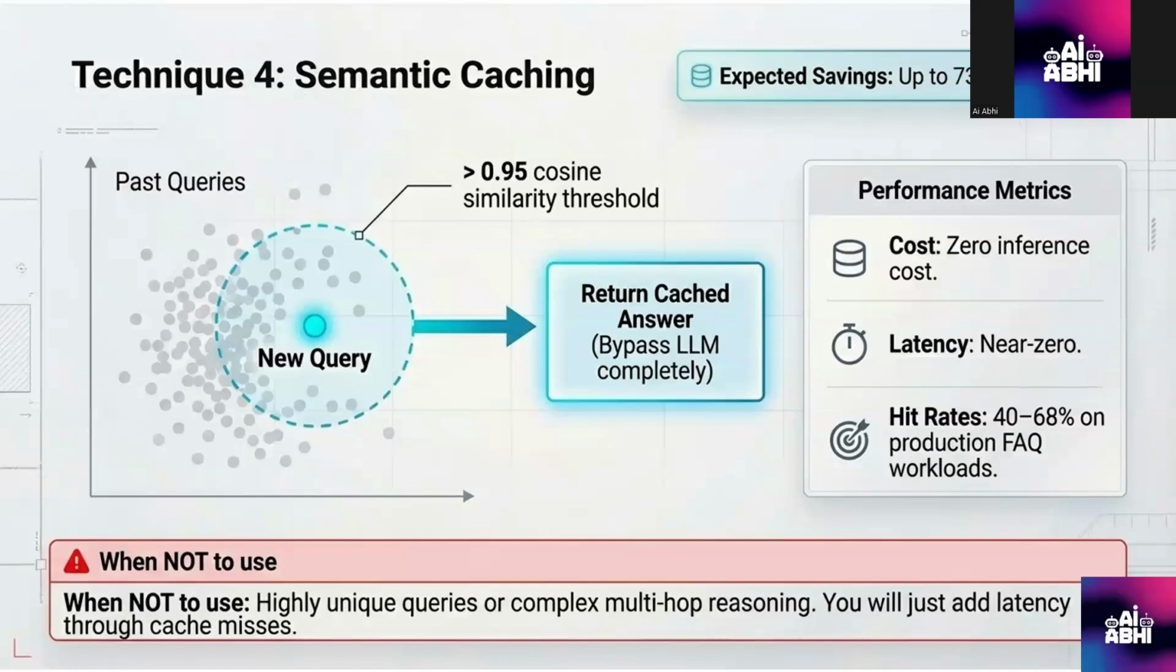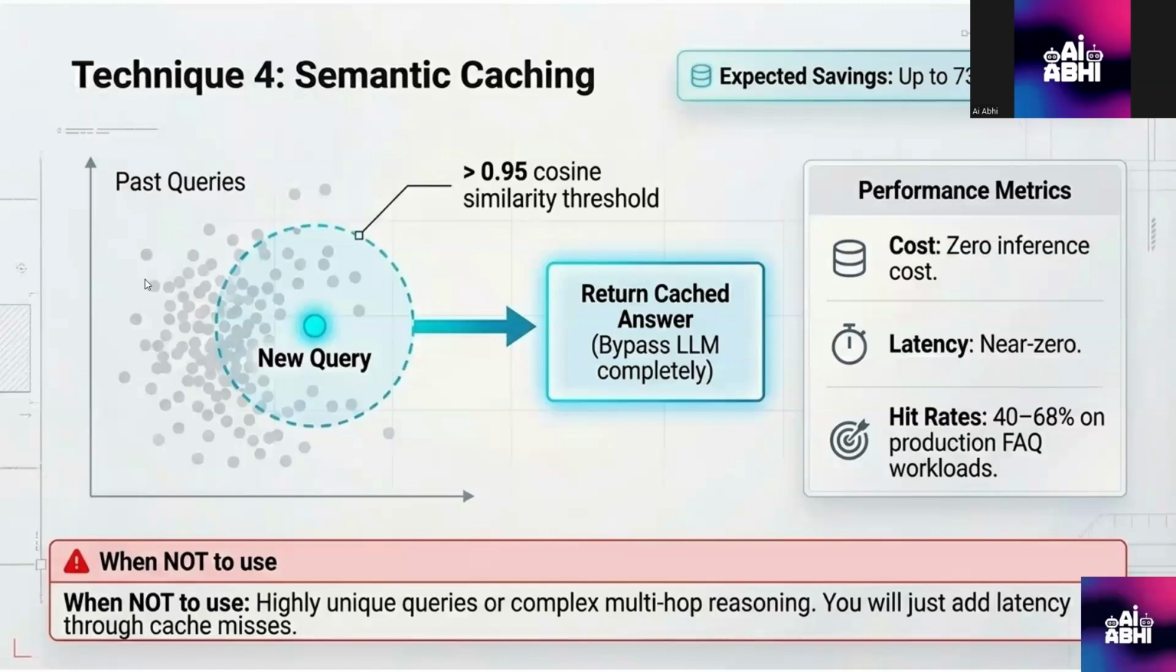When does it not work? Highly unique queries, complex reasoning tasks, and personalized or context-specific questions. Don't force semantic caching on workloads where queries are genuinely diverse. You will get cache misses with added latency and no benefit.